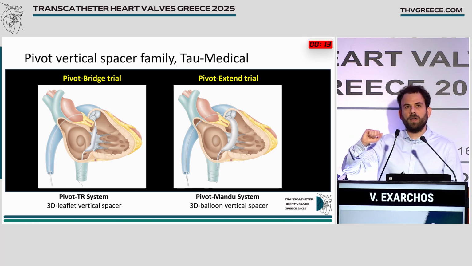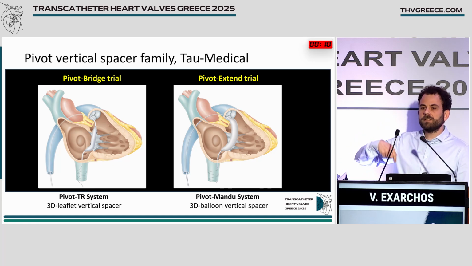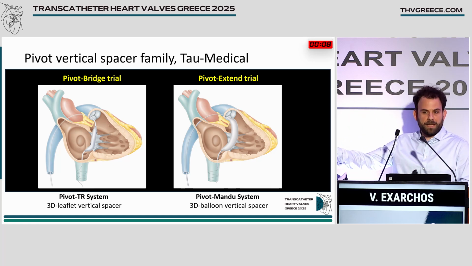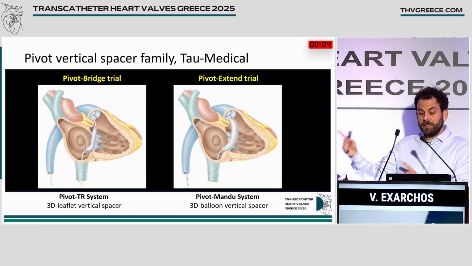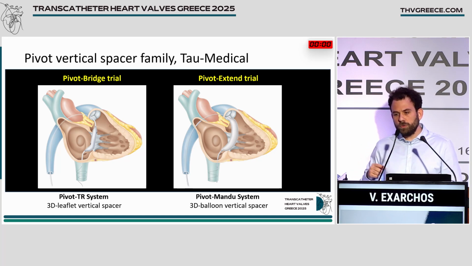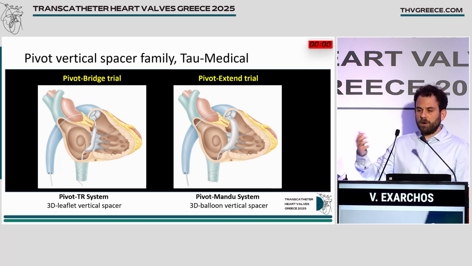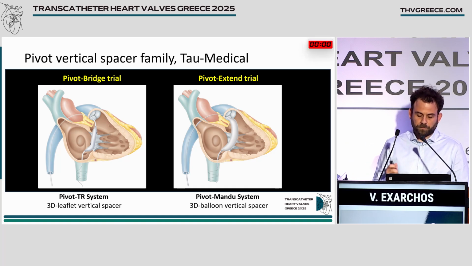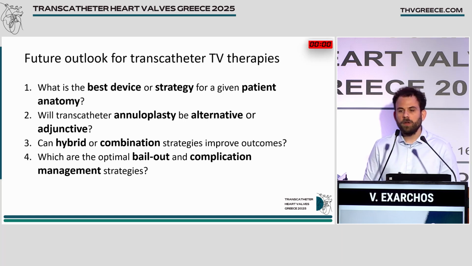So it's like we have to think about a bridge to next therapy, a bridge to optimization. And we have the PIVOT Extend system, the PIVOT Mandu system, and we have a very good trial, the PIVOT Extend. We are going to use these devices more and more in our valve center. And I'd like to end now my presentation.